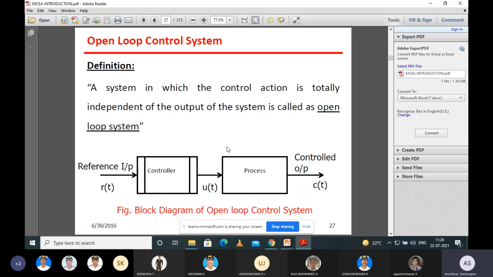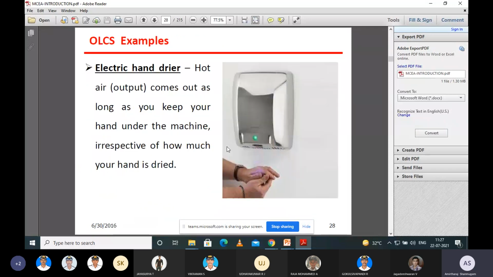So we can say simply, as per the definition, this is also a system in which the control action is totally independent of the output of the system. Okay, we can consider a number of examples we know in our regular life.